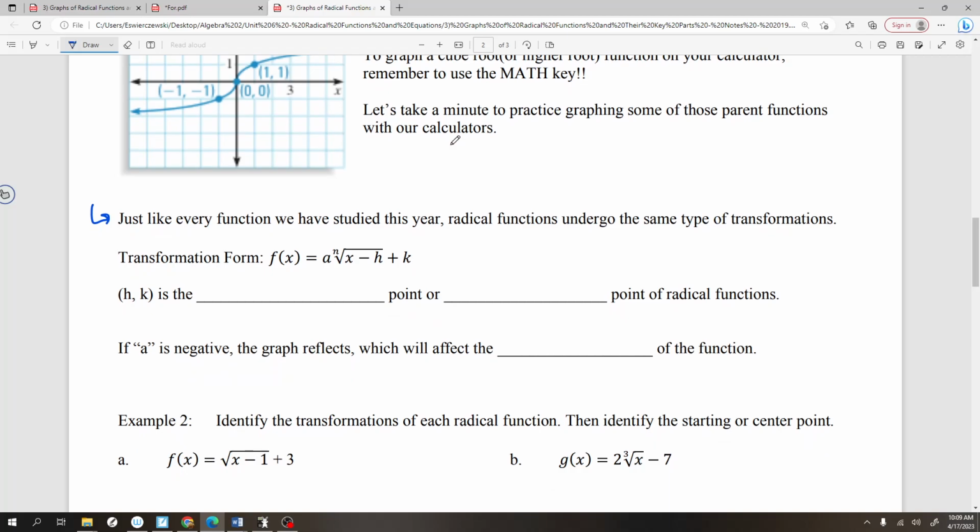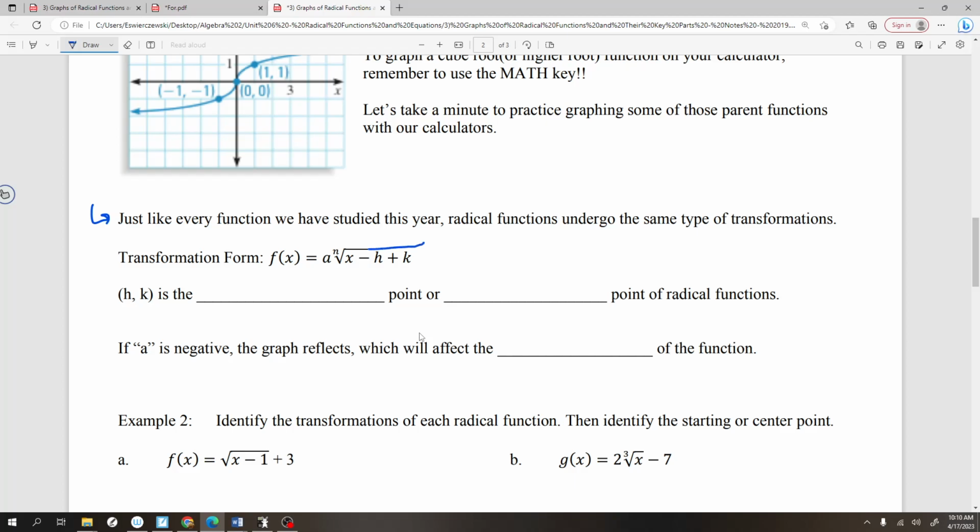So, just like every function we have studied this year, radical functions undergo the same types of transformation. Okay, I am recording. Try not to laugh so loud. So we have this transformation form that's going to help us identify the transformations to the parent function of radical functions.